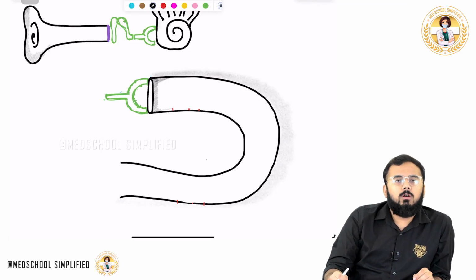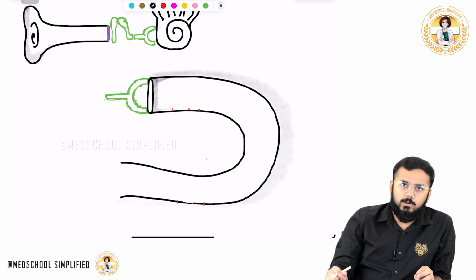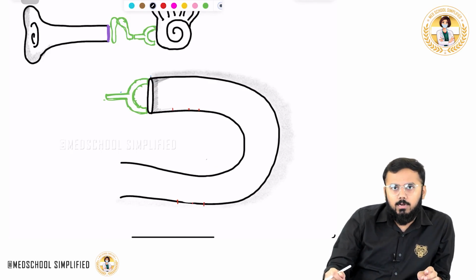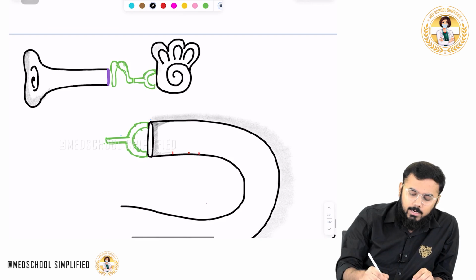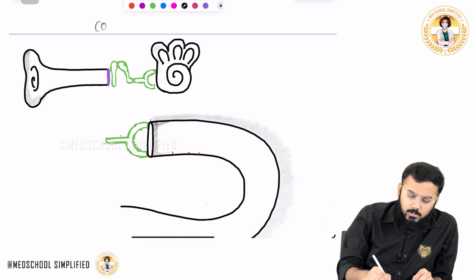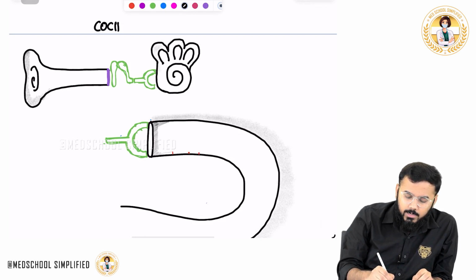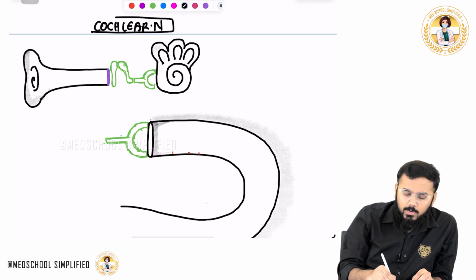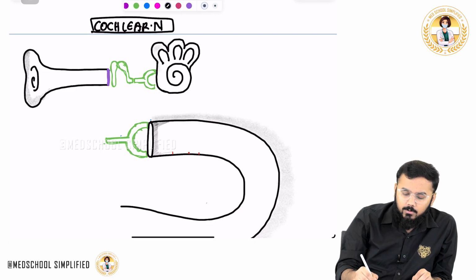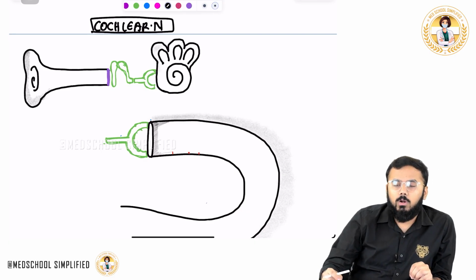Hello guys, so now we shall be discussing the cochlear nerve. In the previous videos we discussed the vestibular nerve, so here we shall be discussing the cochlear nerve. Your vestibulocochlear nerve is your 8th pair of cranial nerve, right? So within this, what is this cochlear nerve?